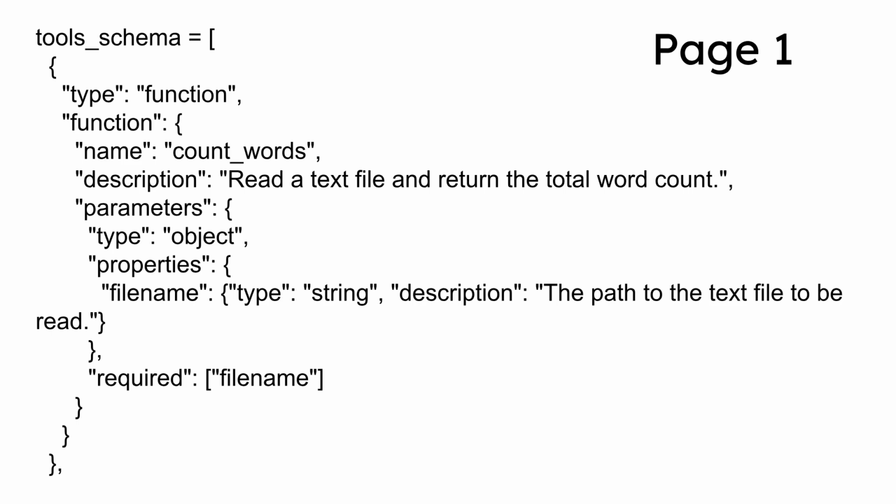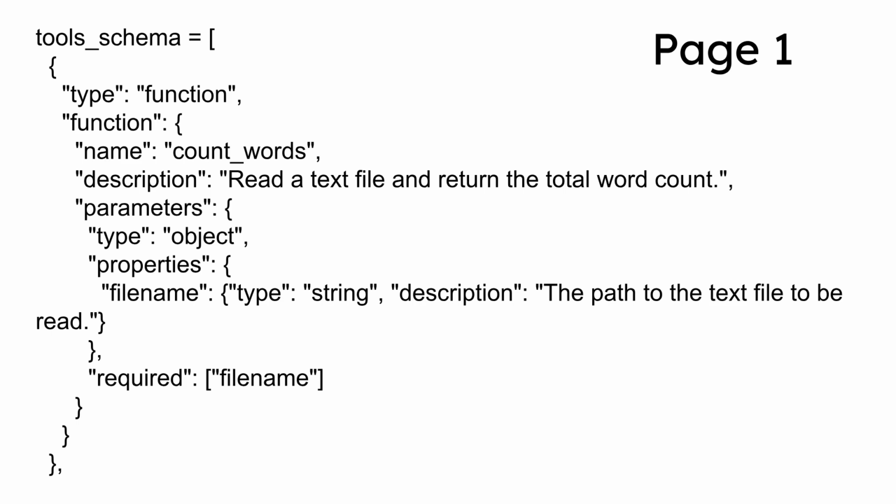Next is the most important part for an LLM, the description. It says, read a text file and return the total word count. The AI reads this plain English description to figure out when to use this tool. When you ask it to count words, it reads this manual, matches your intent, and thinks, I need to use the count words function.